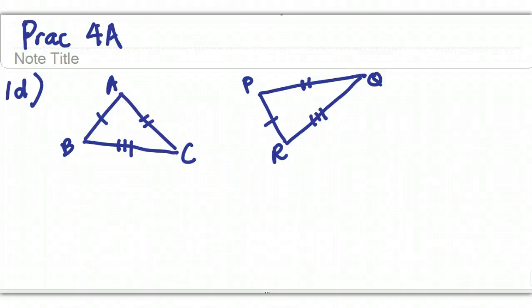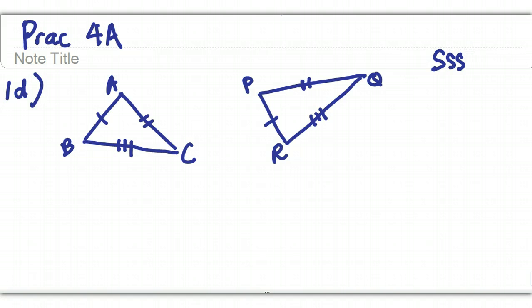Let's look at practice 4a, question 1d. In this practice question, you are given two triangles and you are asked to state whether they are congruent, and if they are, to write the correct statement. Recall the test we just learned was the side, side, side test. Let's see whether this is true.